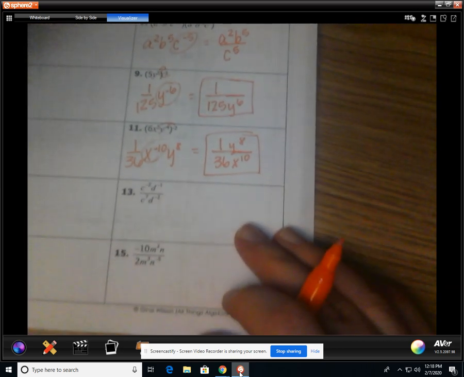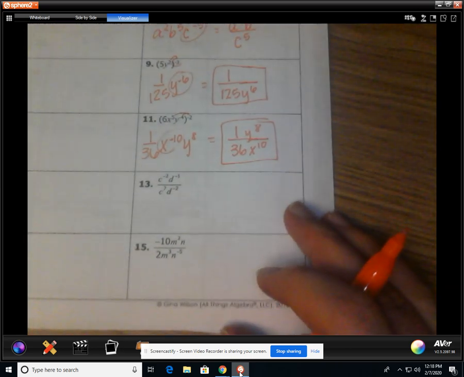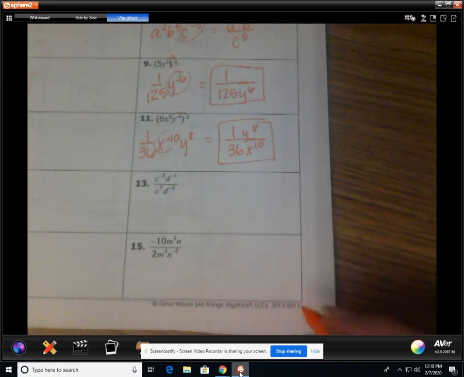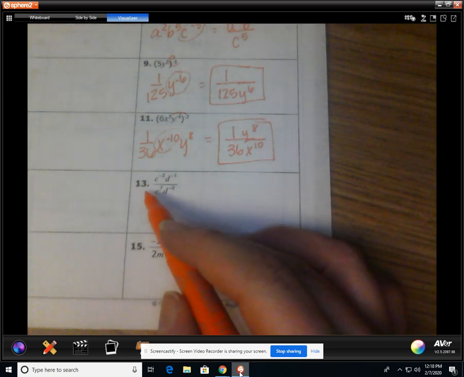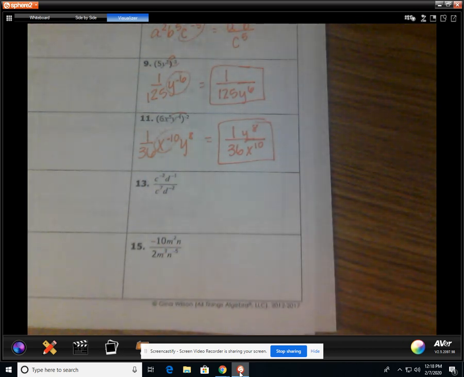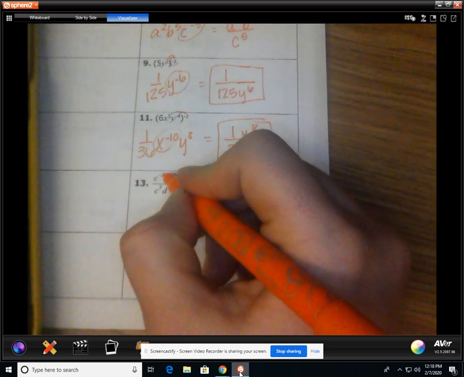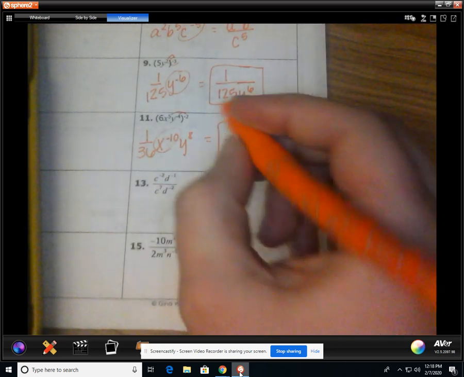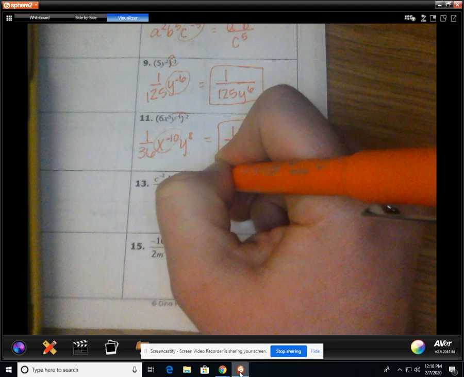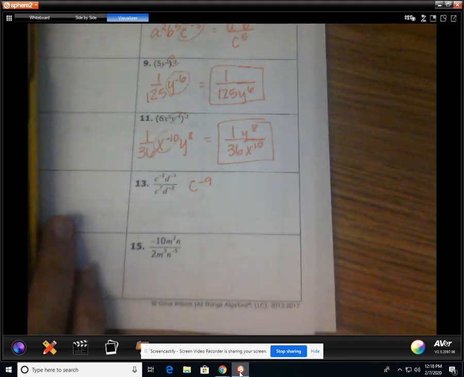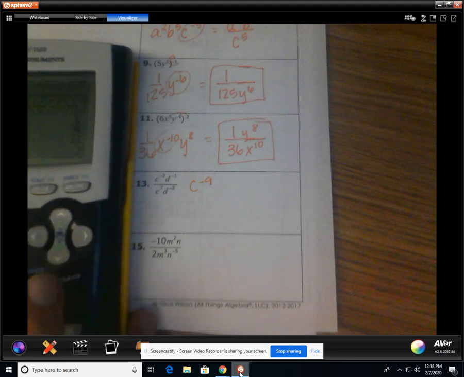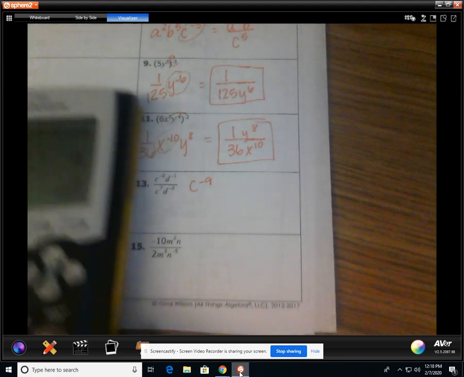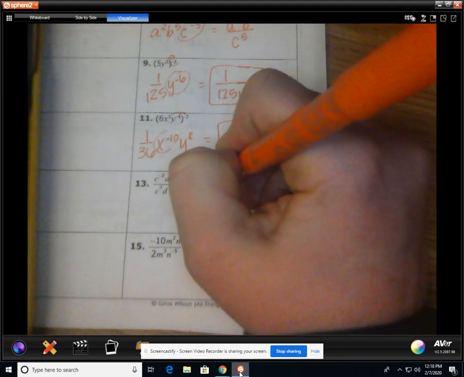Okay, for number 3, I have c to the negative 2, d to the negative 1, divided by c to the 7th, d to the negative 2. So for this one, this is ready to go. It's division. I don't have coefficients, so I'm just going to go into subtracting. So when you do negative 2 and you subtract 7, that becomes c to the negative 9. And when you do negative 1 and you subtract negative 2, that actually becomes a positive 1. So this is d to the 1st.